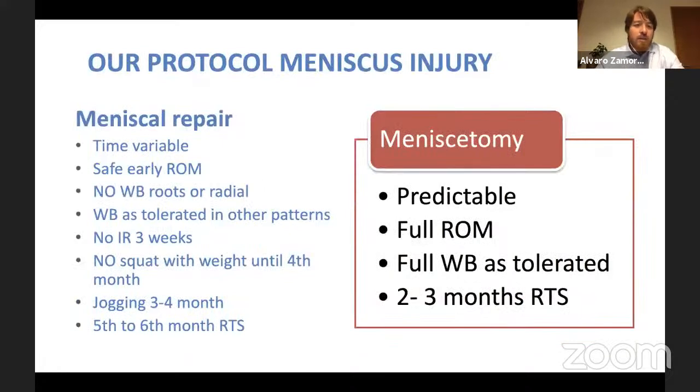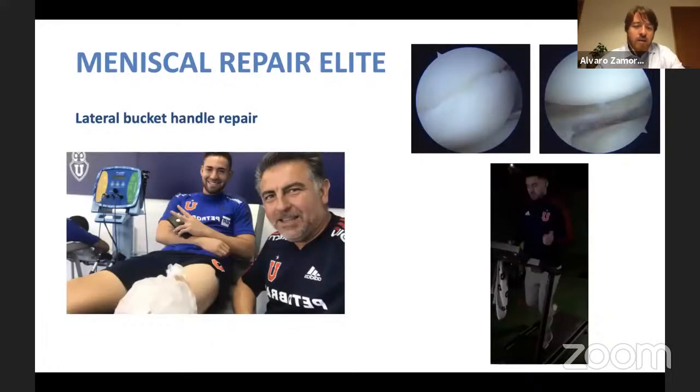For us, meniscal repair is time variable, with safe early range of motion, no weight bearing in root or radial tears, and weight bearing as tolerated in other patterns. There is no internal rotation allowed for 3 weeks, no squat with weight until 4 months, and jogging at maybe 3 or 4 months. Maybe 5 to 6 months for return to sport. And meniscectomy is really predictable: full range of motion always, full weight bearing as tolerated, and maybe in 2 or 3 months we are there. This is our professional goalkeeper, and he is at maybe 3 months after this meniscal repair, and he is jogging now.